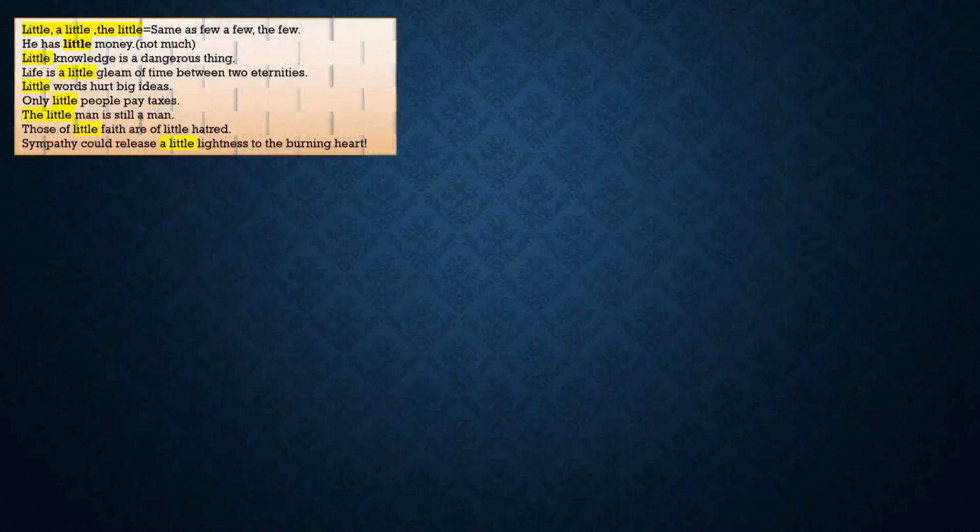Little, a little, the little, same as few, a few, the few. Some of the examples: he has little money, not much money, but little money, some money. Little knowledge is a dangerous thing. Life is a little gleam of time between two eternities.